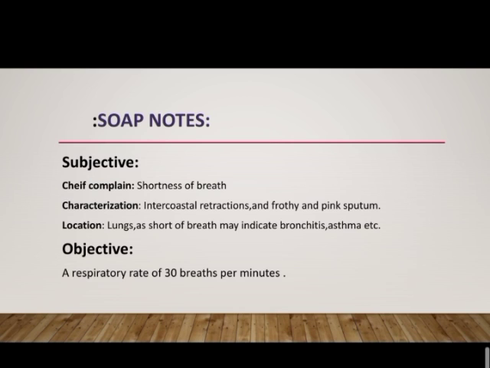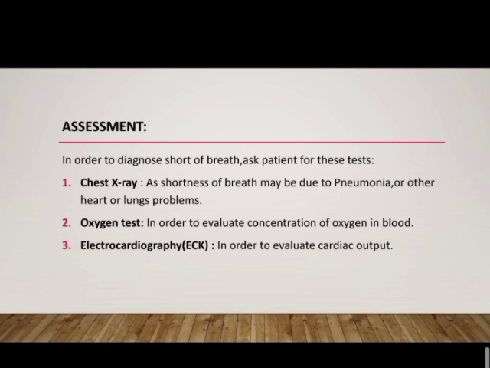And then what is the objective? A respiratory rate of 30 breaths per minute. There is shortness of breath. Then we have assessment. We will ask him to go for diagnosis because he is suffering from shortness of breath. We may ask him for a chest x-ray, as shortness of breath may be due to pneumonia or other heart or liver or lung problems. We will also ask him to test his oxygen in order to evaluate the concentration of oxygen in blood. We may also ask him to go for electrocardiography in order to evaluate cardiac output.